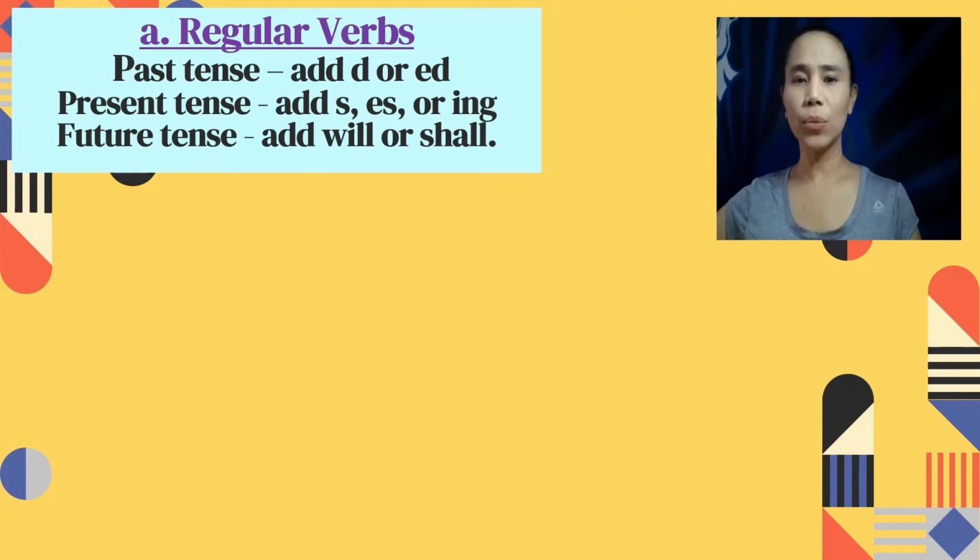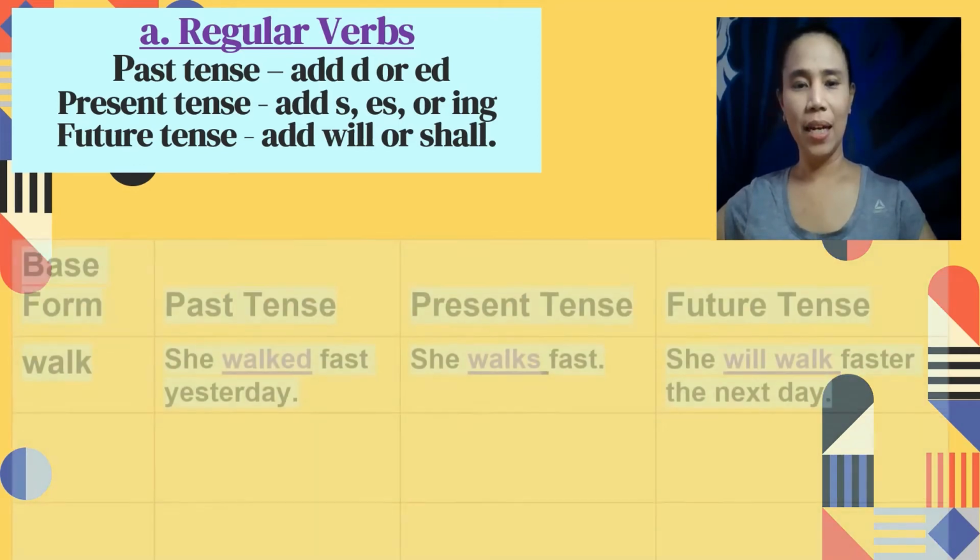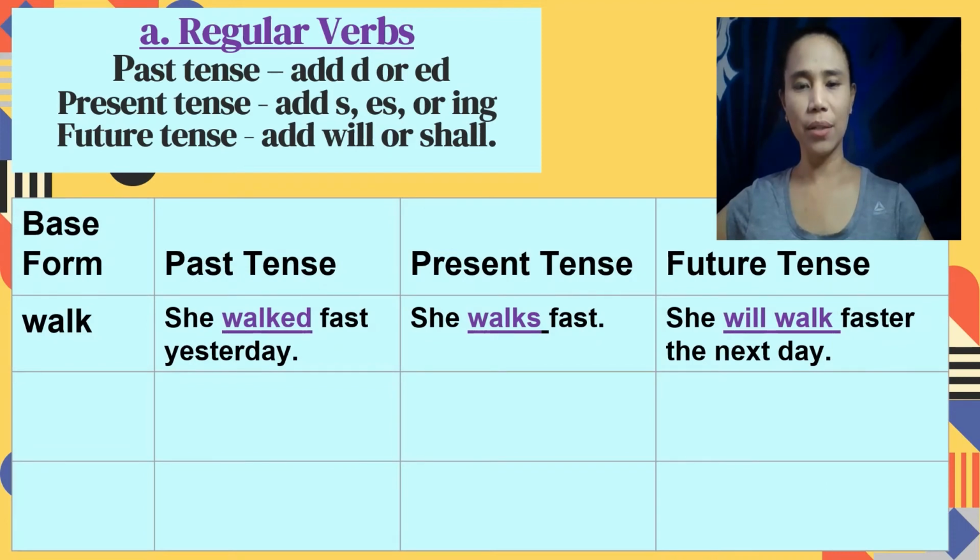On the past tense, we usually add be or ed. On the present tense, we add s, es, or ing when we are using the verb to be, just like we have discussed on the previous slide. And in the future tense, we add will or shall. So here's another chart so that we can learn it better.